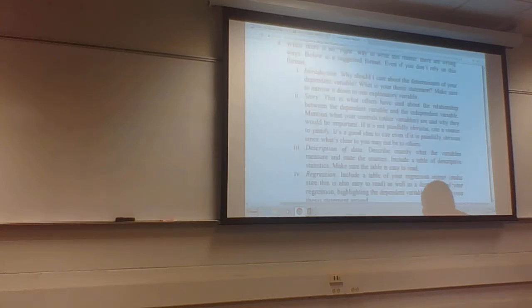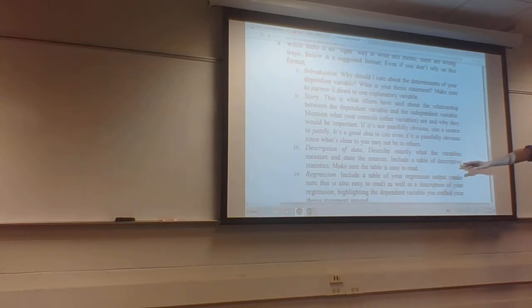Structure, I give you a very basic structure here. Introduction, why should we care? Story, these are what other people have said about the relationship. This is the logic for why one thing causes the other. This is essentially your proposal. If you want to reuse that proposal, that's fine. You might want to change the wording a bit for tightness purposes, but it's basically the same story.